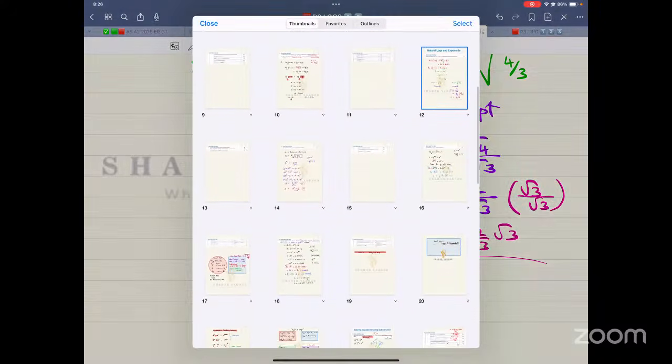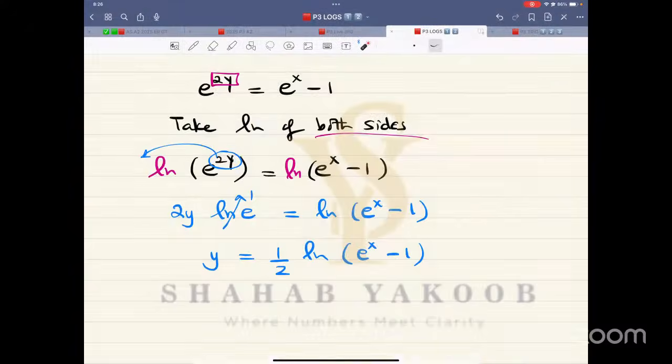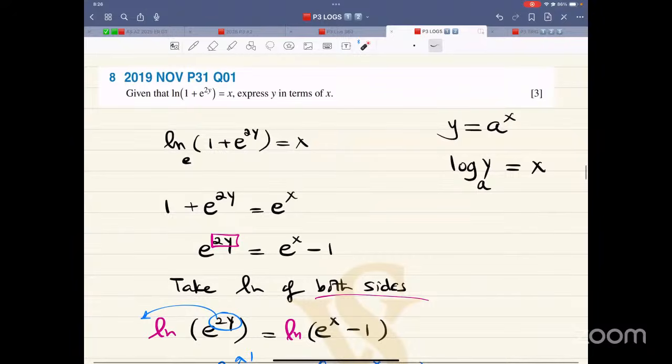Let's move ahead. Something like this: given that ln(1 + e^(2y)) = x, express y in terms of x. So this time you don't have to solve it, you have to express it. Now look at the working. ln of something equals x.